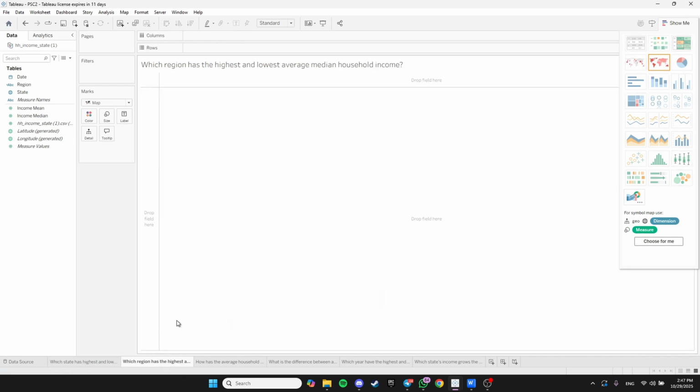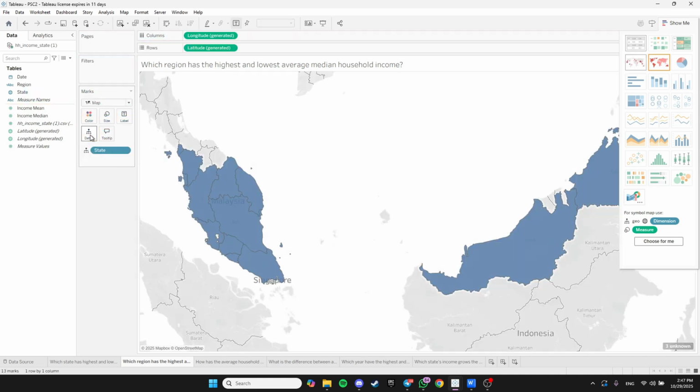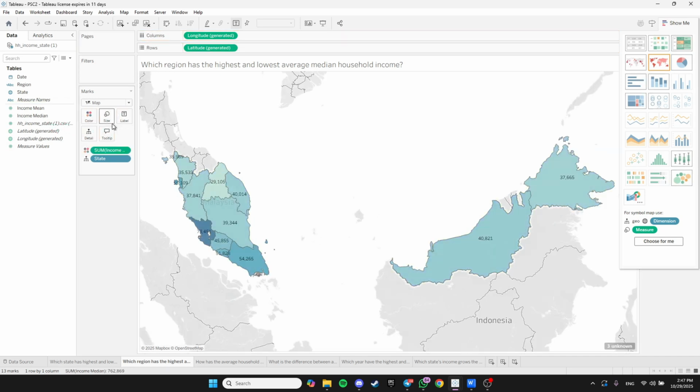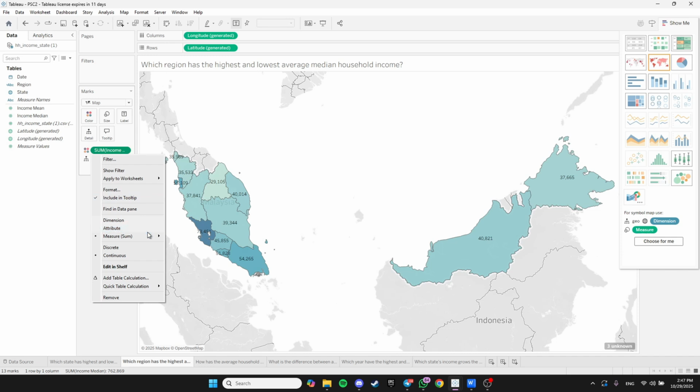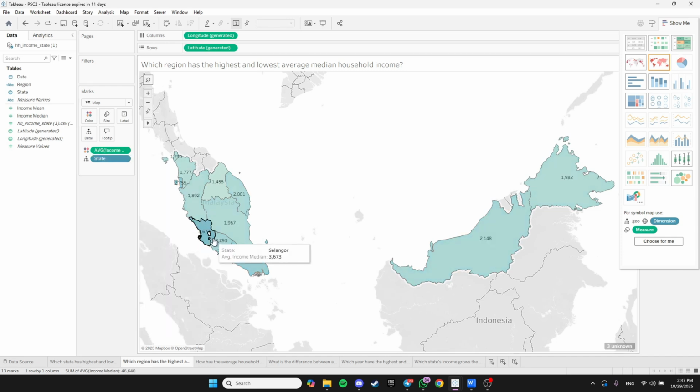So the next question is, which region has the highest and lowest average median household income? So for this, we change to the map. Then we drag the states to the details, and we drag the average income median to the color, and we change it to average. So as you see the map, it shows the average median household income by state.